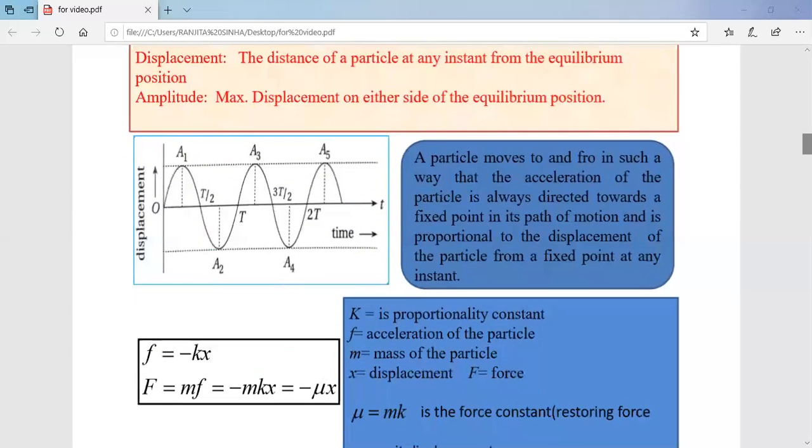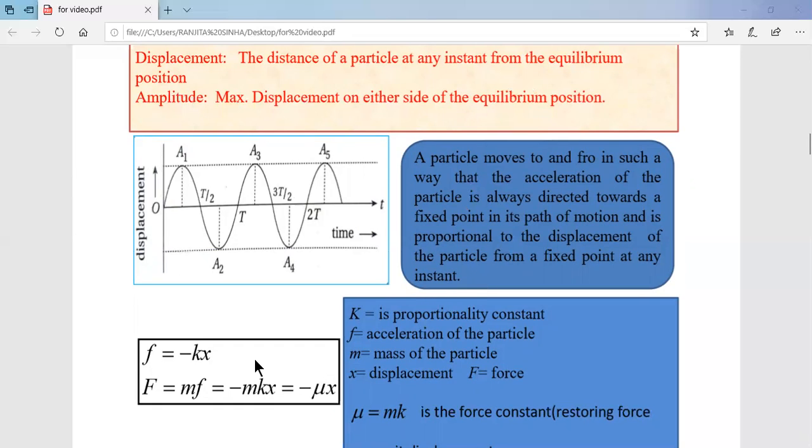Now the displacement of the particle. The distance of a particle at any instant from the equilibrium position is the displacement. And the amplitude is the maximum displacement on either side of the equilibrium position. Here in this figure, the displacement-time graph, A1 is the amplitude, that is the maximum displacement. Displacement is along the y-axis and time is along the x-axis.